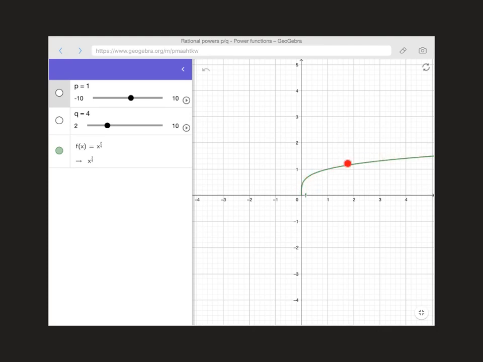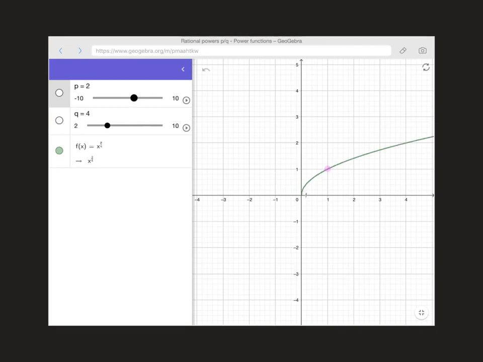So this is the graph here of f of x is x to the power of p over q, where our p is 1 and our q is 4. So it's actually the graph of x to the power of a quarter. I'm going to leave the denominator the same, and I'm going to change the numerator, and I want you to watch what happens to the shape of the graph here between 0 and 1, so up to this point here, and then beyond this point. So let's have a look. So again, let's just watch for how the graph is bending as I move this to here.